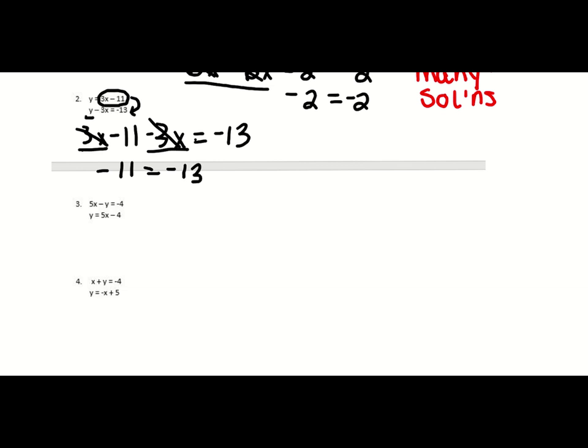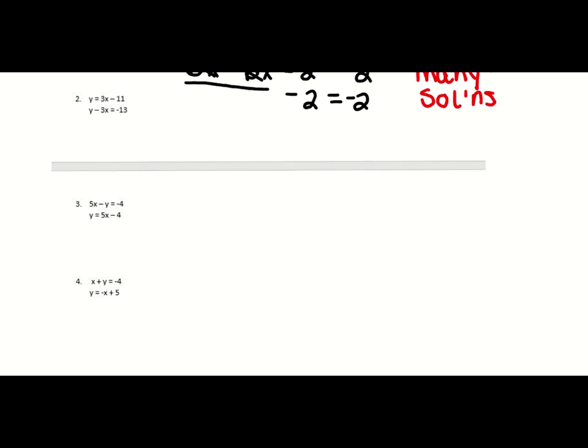When my variables cancel out completely, look at what's left and ask yourself if it is a true or a false statement. Negative 11 is not equal to negative 13. This is a false statement. So since these are not the same number on left and right, they are not equal to each other, this one would be called no solution. So if a false statement occurs after all the variables have canceled out of the problem, we call that no solution.